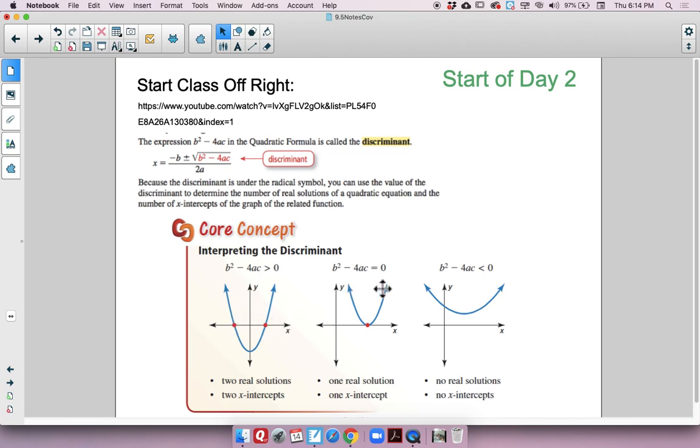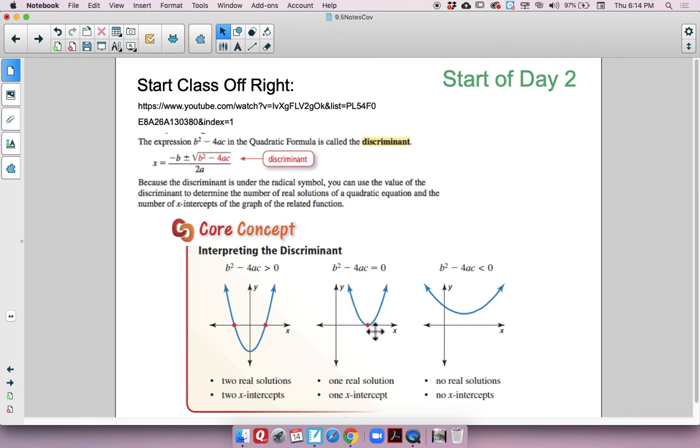What if b squared minus 4ac, our discriminant, is equal to 0? Then we would be taking the square root of 0, and 0 only has 1 square root. So we would end up getting something plus or minus 0, and as we saw in the problem earlier in the lesson, plus or minus 0 is the same thing. So the graph would have just 1 x-intercept.